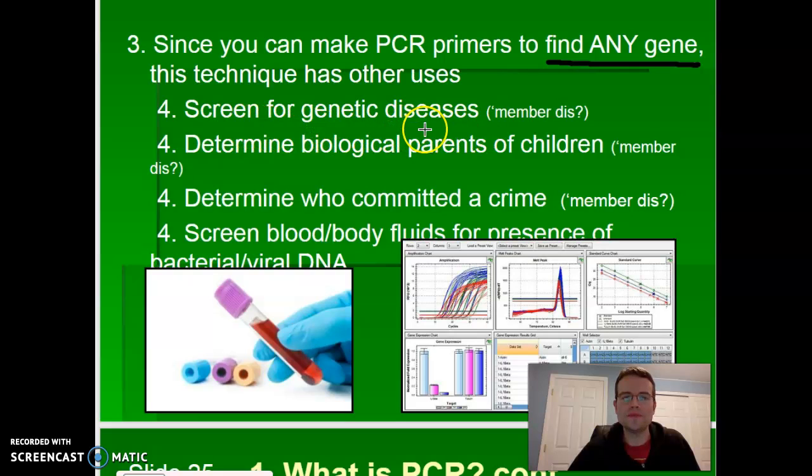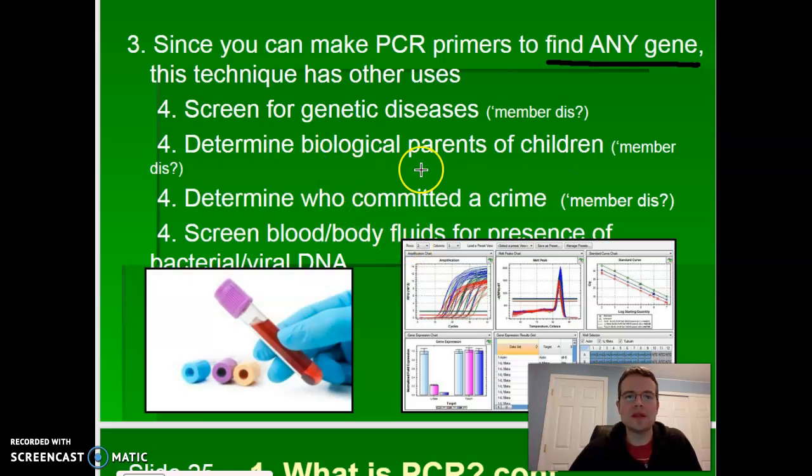If we know the DNA that codes for a certain genetic disease, we can look for it, right? So if I know the genetic sequence for something like cystic fibrosis, which is a lung disorder, I can screen you to see if you have it. I just have to isolate some DNA from you. I have to add the primers that find the cystic fibrosis gene. And if they find it, then I know you have cystic fibrosis.